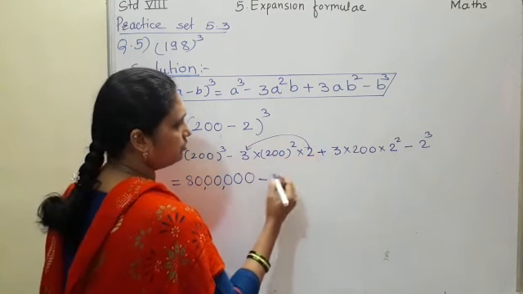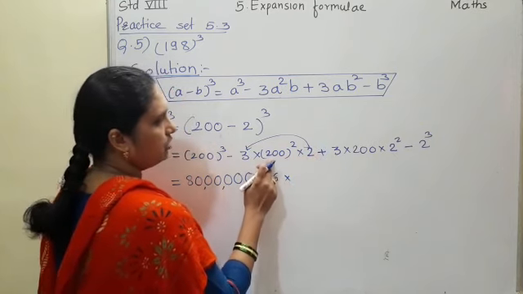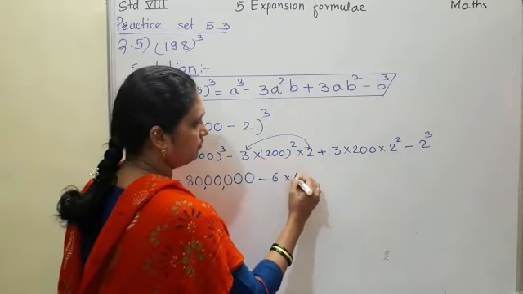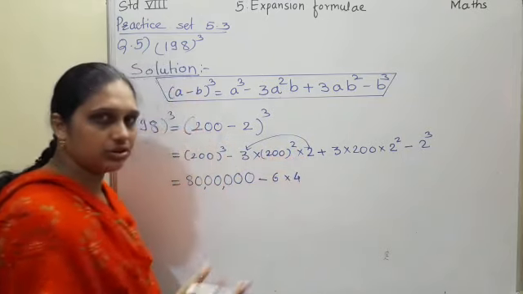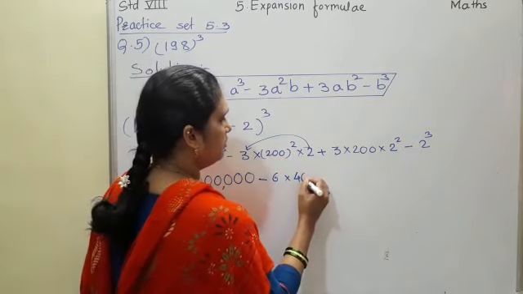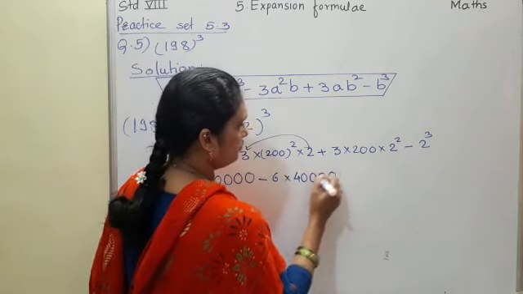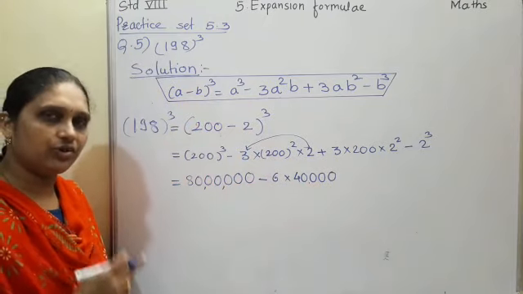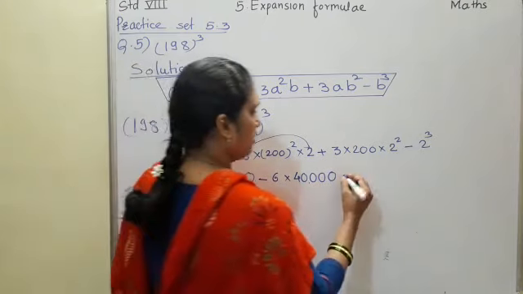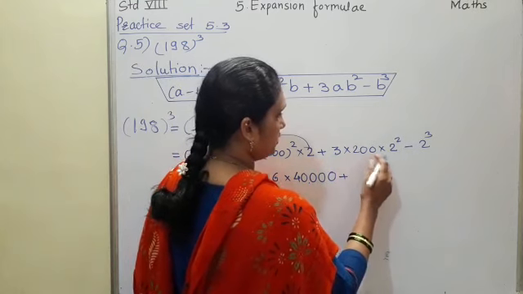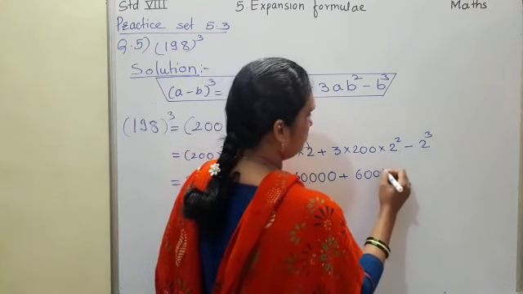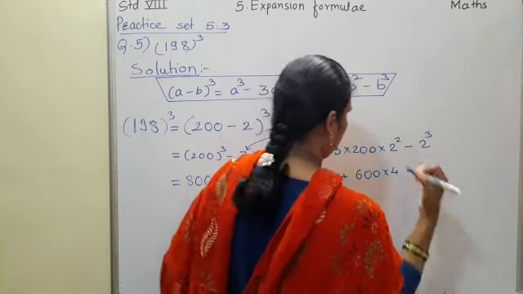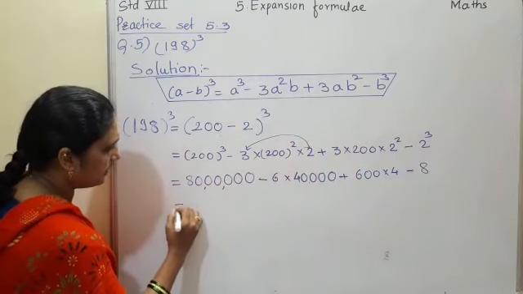That is 3 into 2, 6, into 200 square. Same method, 2 square is 4 and 2 zeros, 2 2s are 4, so 4 zeros will come: 1, 2, 3, 4. Or you can directly write 200 square is 40,000. Plus 3 2s are 6, 600 into 2 square is 4. 2 cube is 8. Now multiply again.